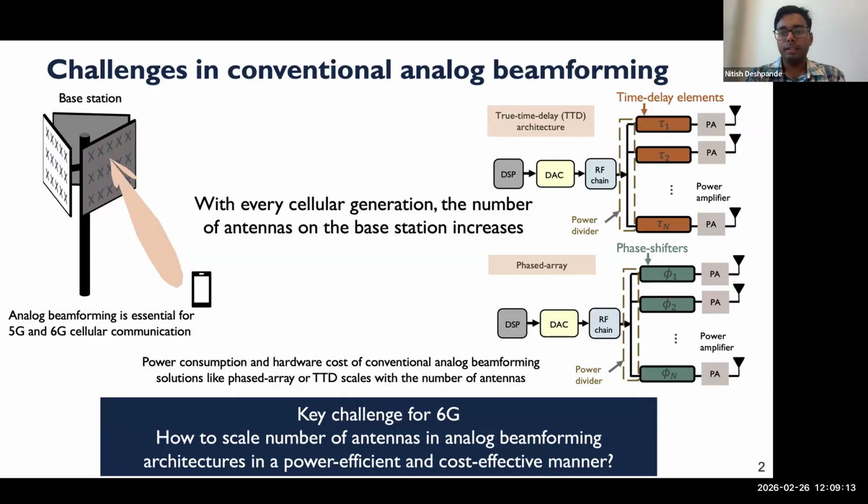The bottleneck is that these devices consume a lot of power, and as the array aperture scales for 6G, the power consumption would be infeasible. So the key challenge for 6G is to figure out how to scale the number of antenna arrays in the base station in a power efficient and cost efficient manner.